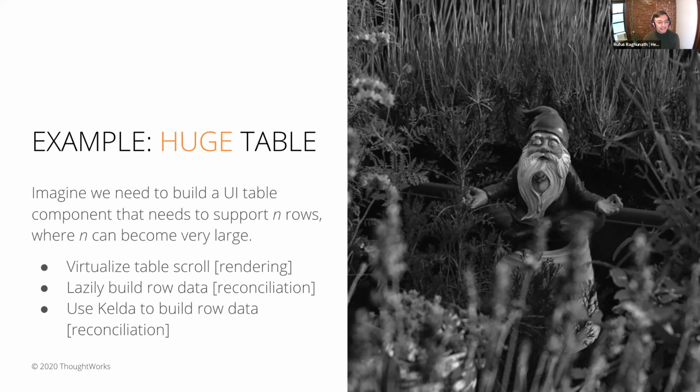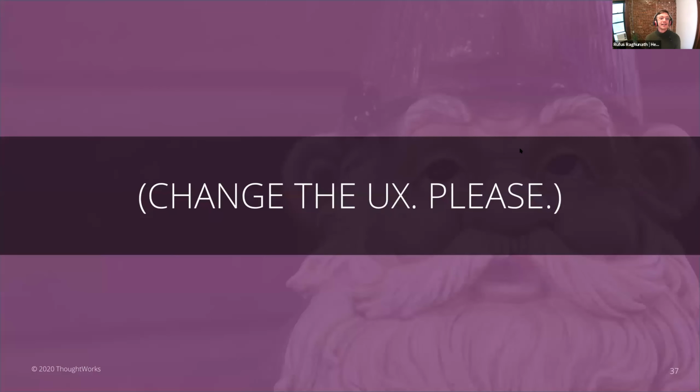We could lazily build row data, so the row data actually builds as you scroll. And then as a last resort, you might end up resorting to Kelda. However, first of all, change the UX. Make the table paginated. For whatever reason, there's no way to show the entire data set at any one time, so limit it to a certain number of rows. That is the correct solution.